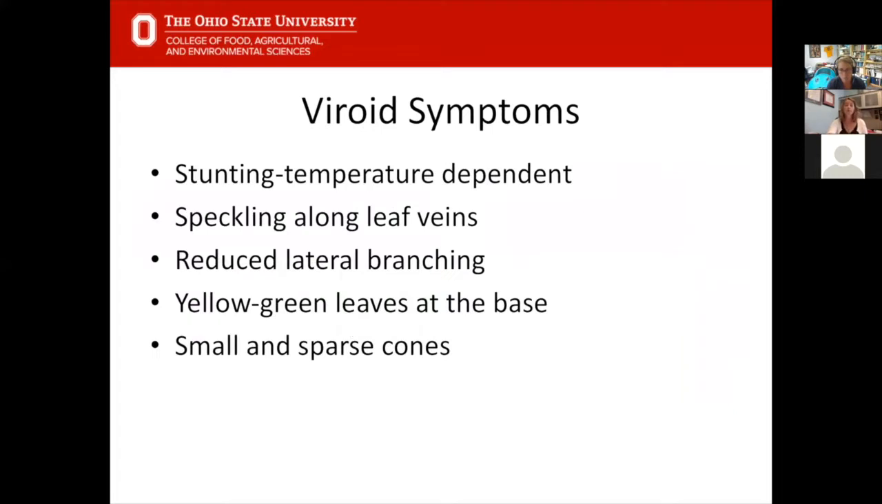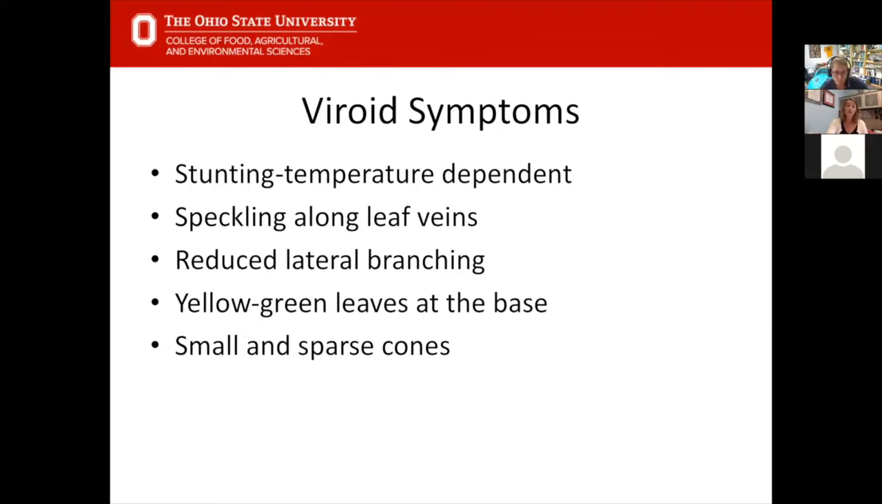The viroid symptoms are similar to viruses with a few extra caveats. The first one is that you will see stunting, hence the names hop stunt viroid and hop latent viroid. The stunting is temperature dependent. The warmer the temperatures, the more stunting you'll have. So if you have a relatively warm season, then you'll have more stunting than if you have a cooler season. You also get speckling like the hop mosaic virus, except the speckling is generally along the leaf veins.